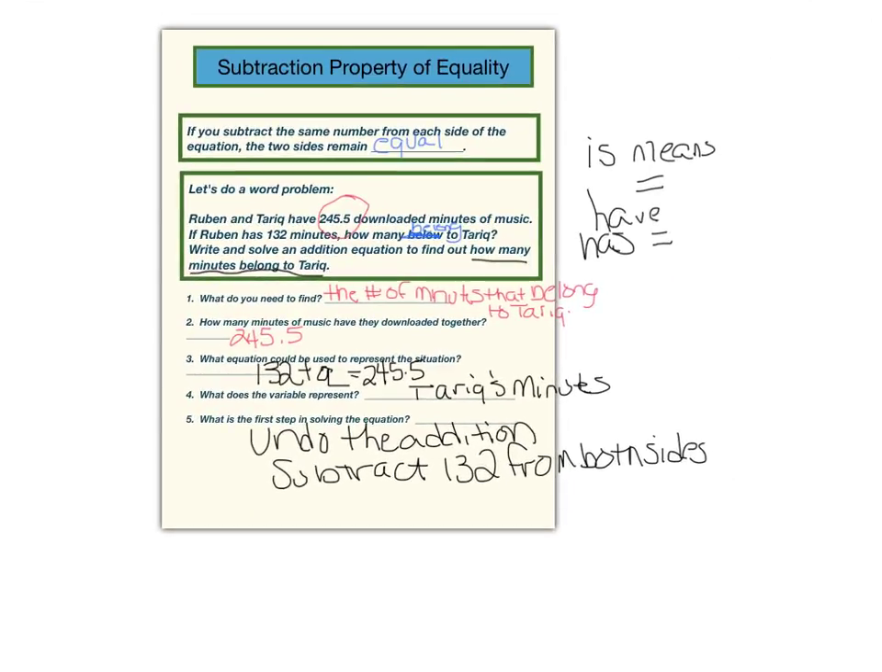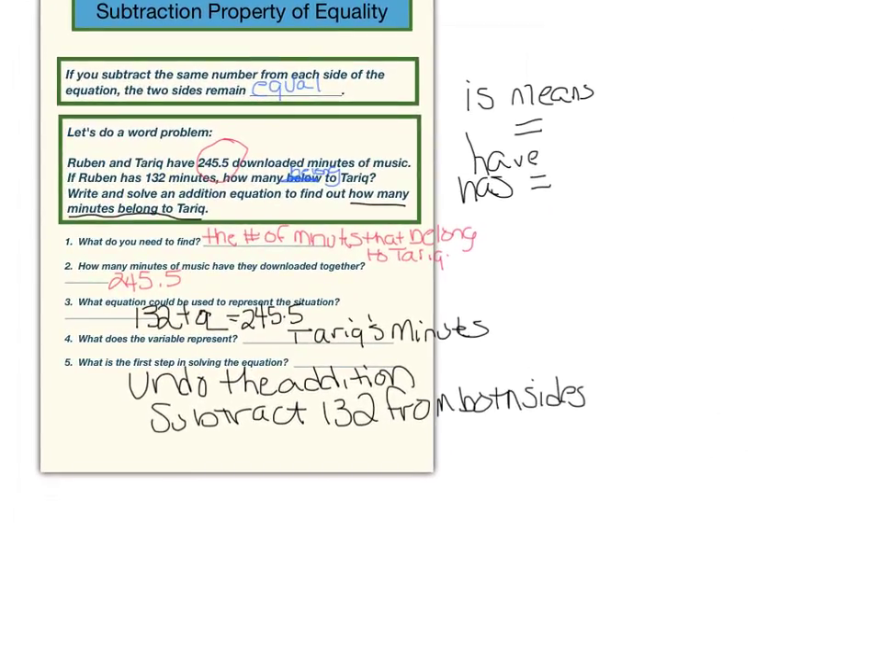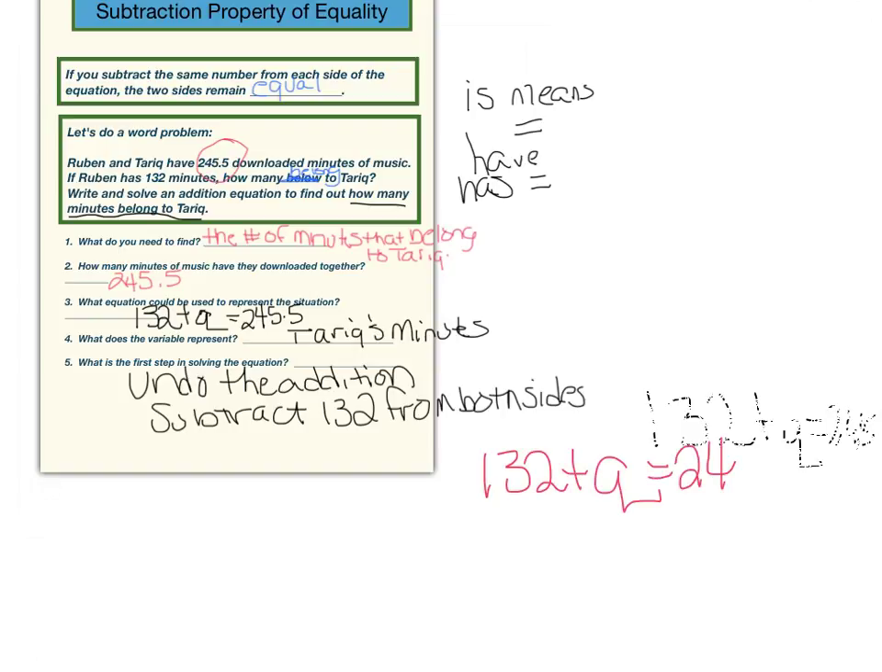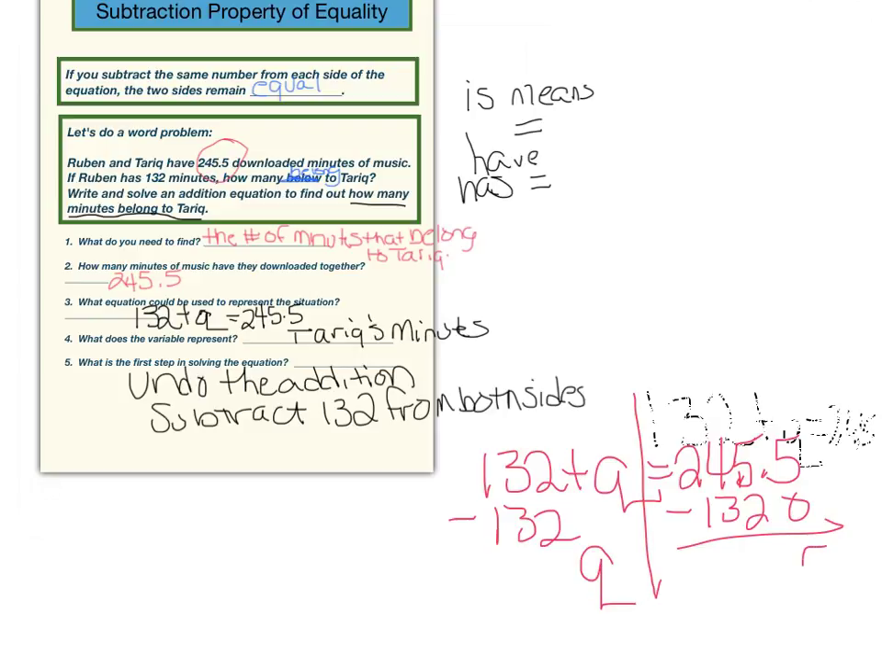Okay, I'm going to make a little bit more room here so that I can show that for you. So let's show the equation. You can maybe add another page to write this. 132 plus Q equals 245.5. So let's subtract 132 from both sides. Line up the dots just like the Rapid Mathematician says. I'm going to draw the river. So Q equals, let's subtract here, bring down my decimal just like the Rapid Mathematician says.